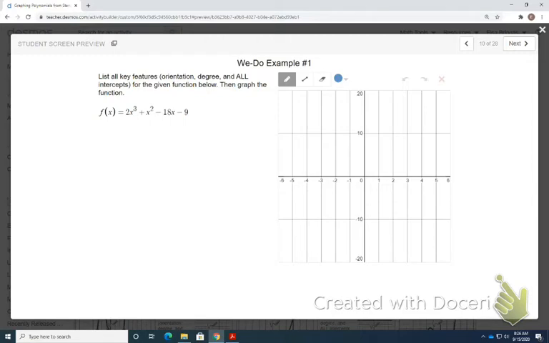Just like in the other polynomial functions in factored form, we're going to list key features, which include orientation, degree, intercepts, and then we're going to graph the function. So let's start with orientation. We know that this has a positive orientation because the leading coefficient is positive. So orientation is positive.